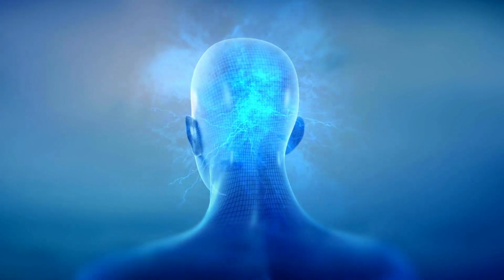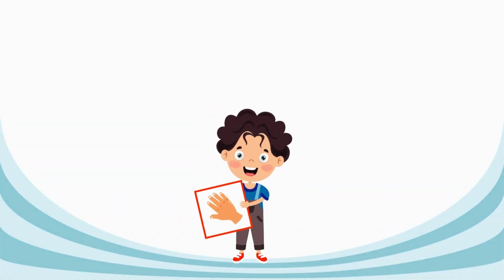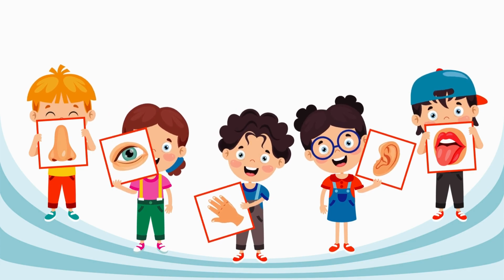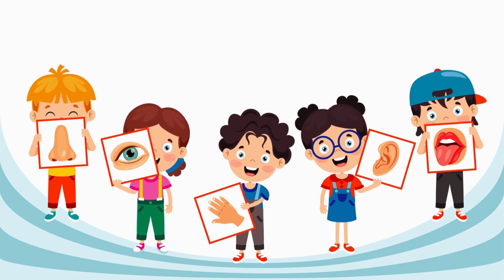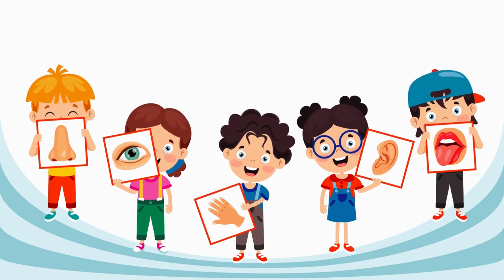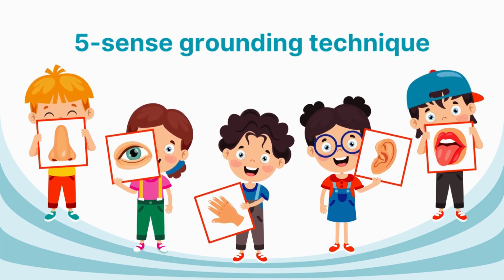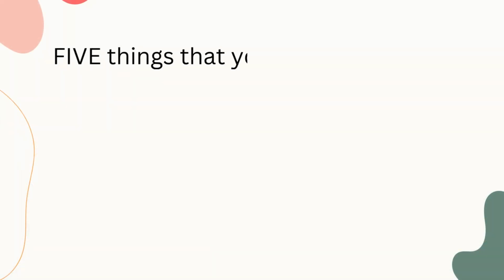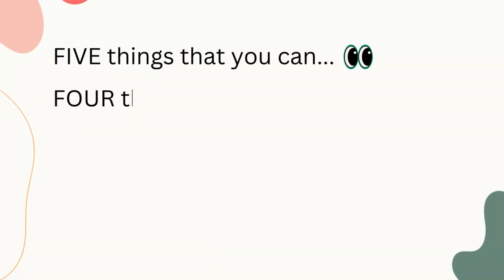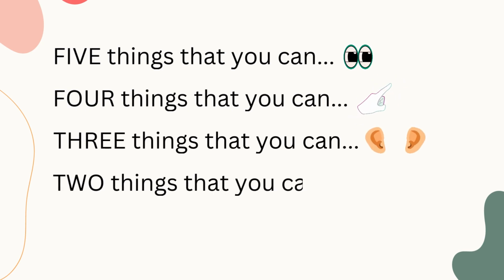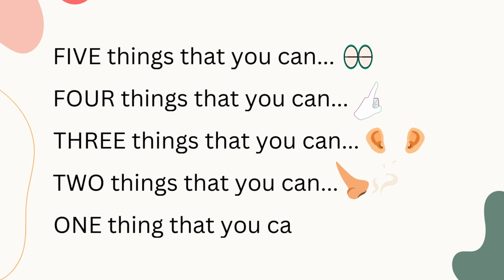Secondly, it's very beneficial to reconnect yourself with your 5 natural senses to help reduce your physiologically distressed, anxious state. Now, a specific technique that you can use here is called the 5-sense grounding technique. In the 5-sense grounding technique, what you want to do is you want to acknowledge 5 things that you can see, 4 things that you can feel, 3 things that you can hear, 2 things that you can smell, and 1 thing that you can taste.